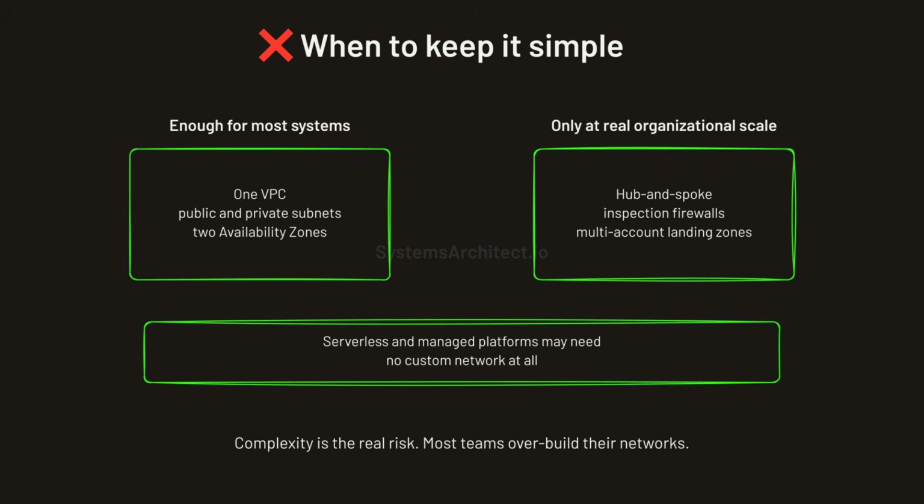Complexity is the real risk, and most teams overbuild their networks. A single VPC with public and private subnets across two zones covers most applications. Hub and spoke, inspection firewalls, and multi-account landing zones earn their cost only at real organizational scale. Serverless and fully managed platforms may need no custom network at all, so do not build one out of habit.